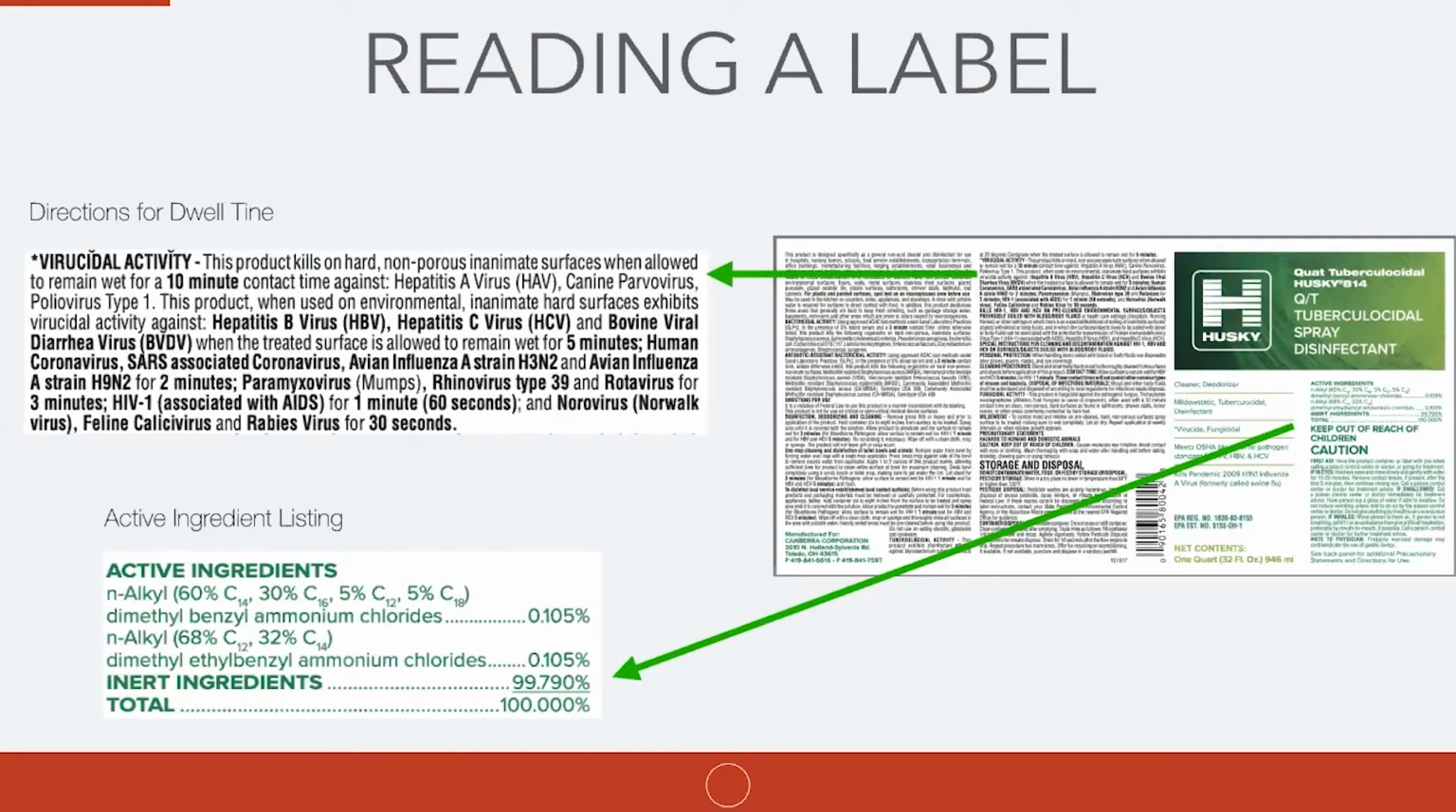On any label on the back panel, you'll have directions for dilution, dwell time, and a whole host of other directions. On the front, you'll have that active ingredient. Now, in this example here for Husky 814, you'll notice that it can kill norovirus, a small non-envelope virus, in only 30 seconds, while others may say 10 minutes. You'll notice that this product identifies that only 0.21% of the actual formula is used in the disinfecting process. It doesn't mean that 99.79% of that product is water, but those other ingredients that are listed do not actually disinfect. And so as per the EPA's direction, those would be considered inert ingredients.